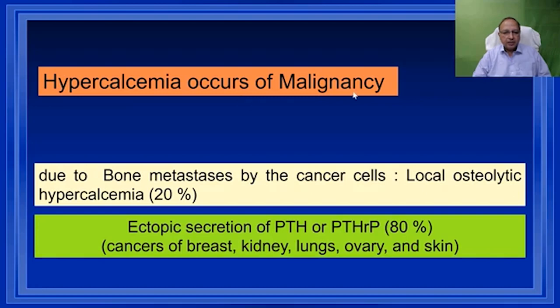Hypercalcemia usually occurs in cases of malignancy also, and it primarily occurs in the ectopic secretion of parathormone or the parathormone related polypeptide, which contributes to nearly 80% of the hypercalcemia due to malignancy, as it is usually observed in cancers of the breast, kidney, lungs, ovary and skin. So here the parathormone related polypeptide also comes into play in the pathophysiology, where it can stimulate the PTH1 type of receptors. And 20% of the cases can be due to bony metastasis by the cancer cells, and that will cause an increase in the osteolytic activity in the bone, and that will cause the hypercalcemia.